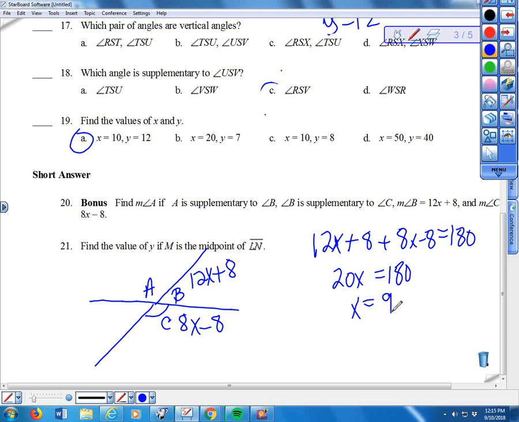Is that what they wanted? X? Nope, what do they want? Measure of angle A. So to find the measure of angle A, I need to find the measure of angle C because these two are vertical. Put in 9 for x, 72 minus 8. So A must be 64.